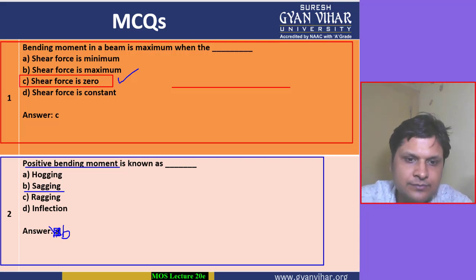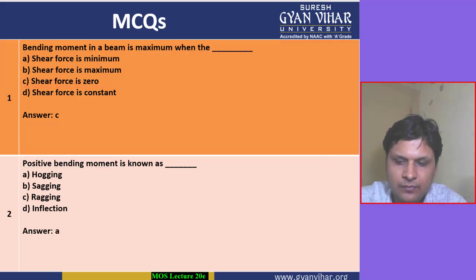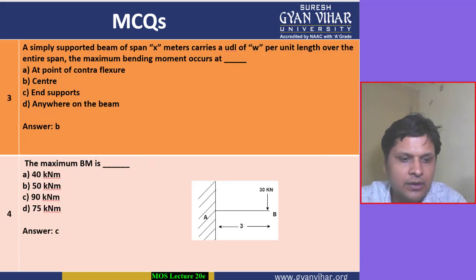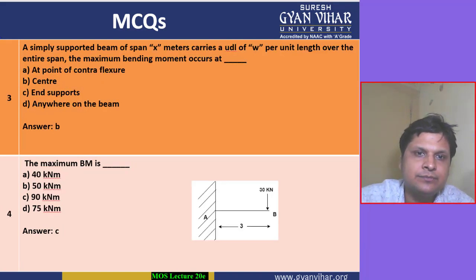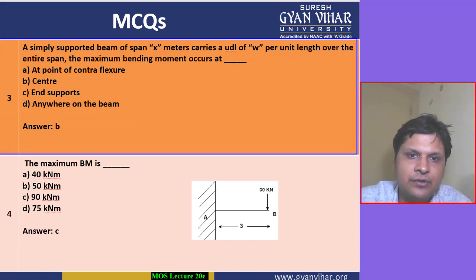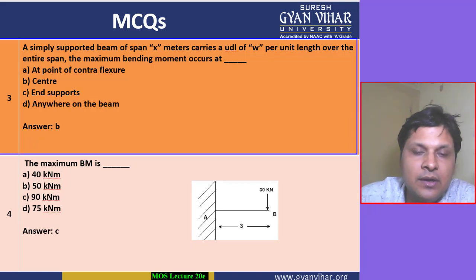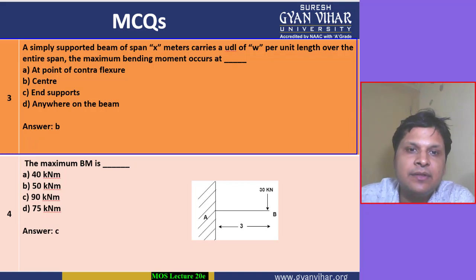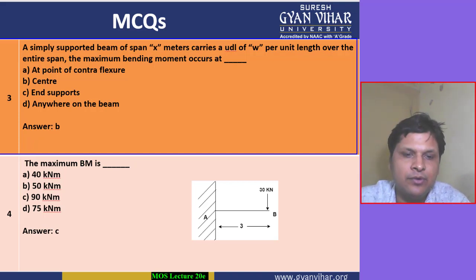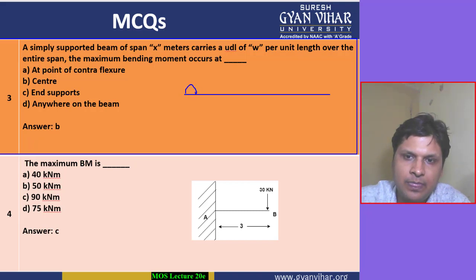Now moving further, coming into MCQ number 3. What is the question saying to us? A simply supported beam of span x meter carries a uniformly distributed load of w per unit length over the entire span. The maximum bending moment occurs at C. There is a UDL acting on a simply supported beam.